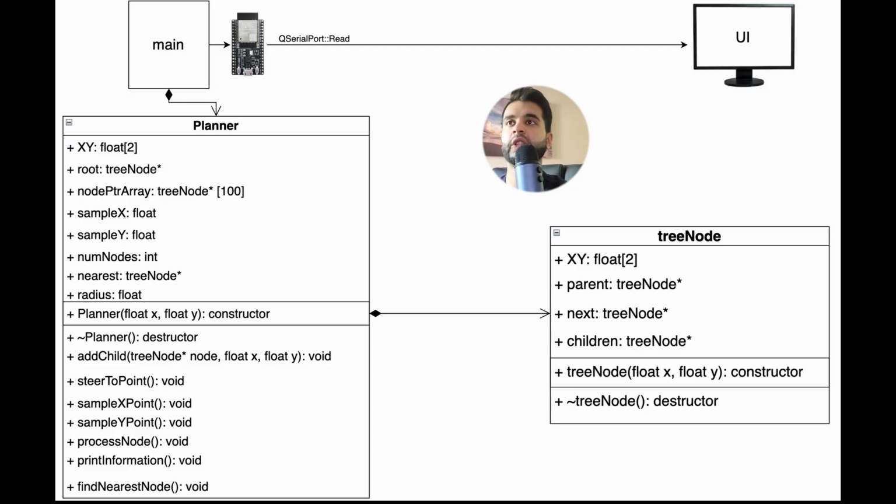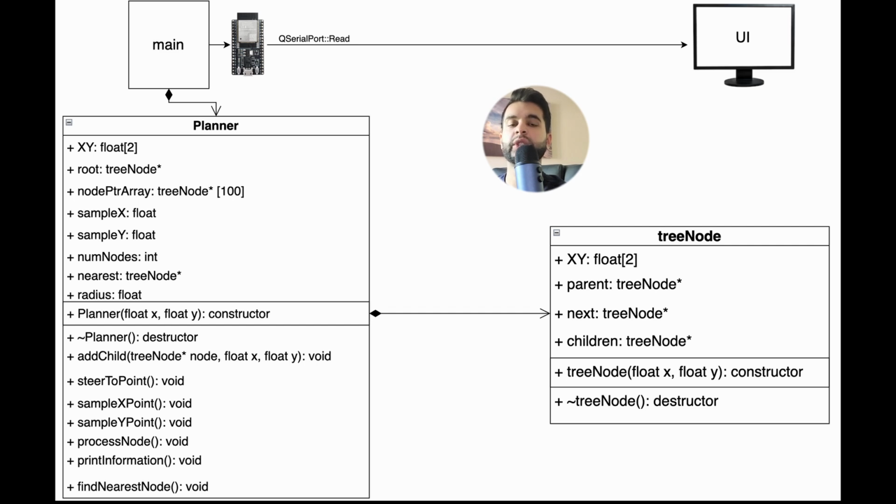Here is the UML diagram for my planner, my motion planner, and my tree node class. So I have a main that creates an instance of this planner, which will create my tree and then send it to my UI over QSerialPort. The ESP32 will be loading all the node objects and creating the tree on the platform. So let's look at the tree node class here.